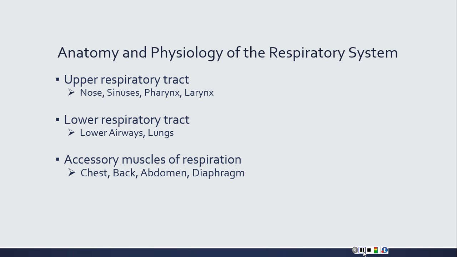And Chris has already mentioned how many lobes we got on the right side? 3. What about the left side? 2. Easy way to remember that: we got the heart taking up a space. Heart's there, so there's not enough room for 3. Probably not exactly accurate, but you get the idea. It's an easy way to remember it. So now, we got the 2 main stem bronchi here that connect to the bronchioles.